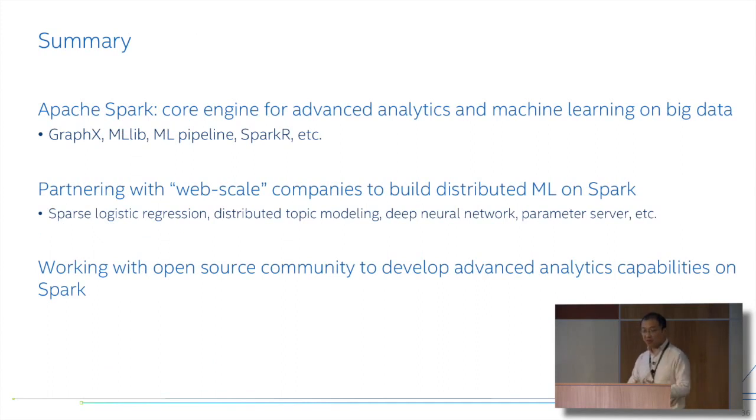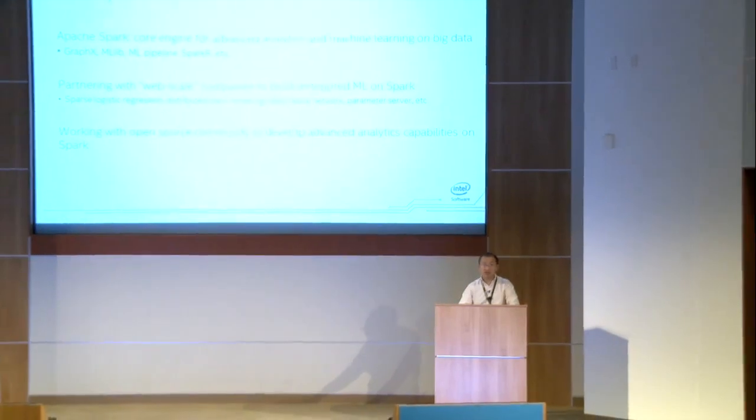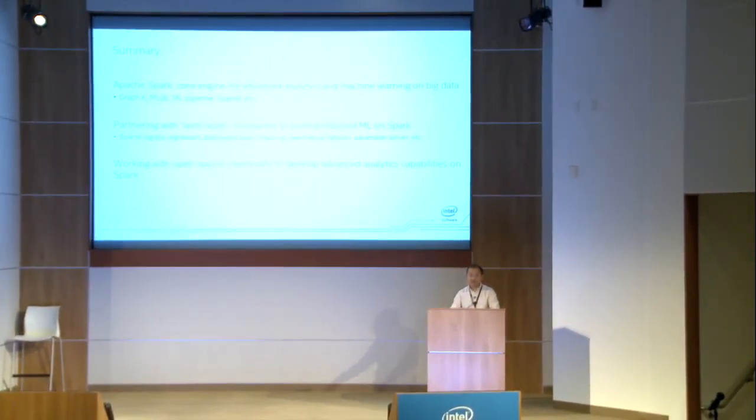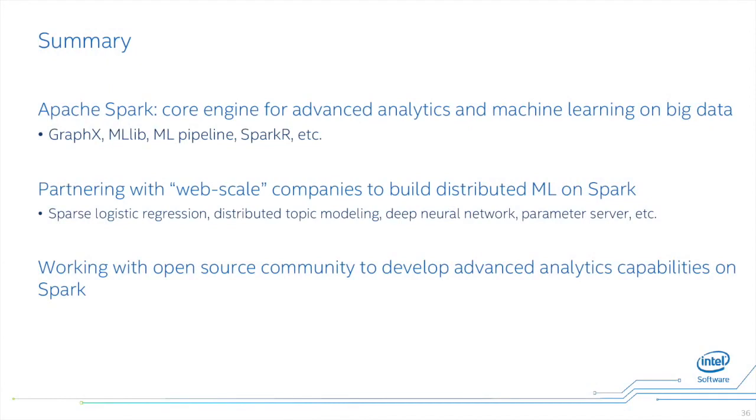Okay, I think that's pretty much what I want to cover today. In summary, Spark has become the framework of choice for a lot of people to build advanced analytics and machine learning applications on big data in a distributed scale-out fashion. There is already a lot of support inside Spark. At the same time, our team at Intel has been partnering with many web-scale companies to build distributed machine learning on Spark, including various algorithms from logistic regression to LDA, as well as infrastructure support such as the parameter server. We have been working very actively with the open source community, contributing our work and getting it merged into Spark so that we can help improve the analytics capabilities of Spark. Well, that's it. Thanks.